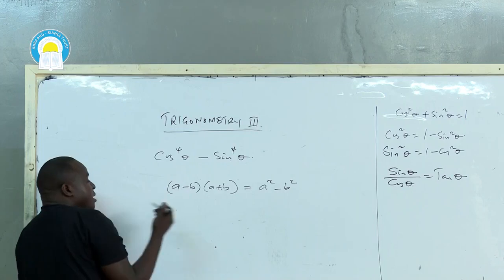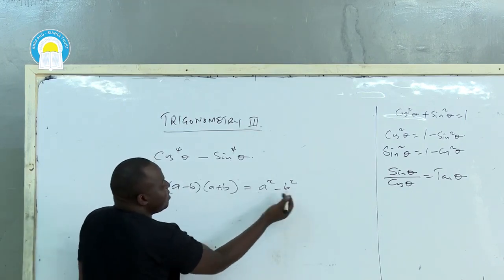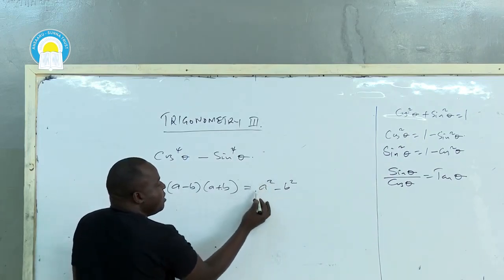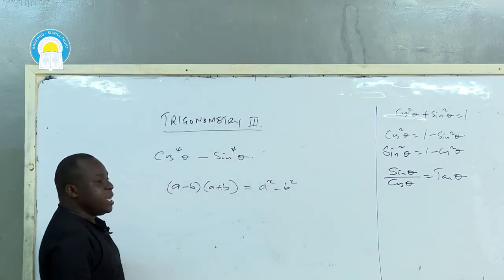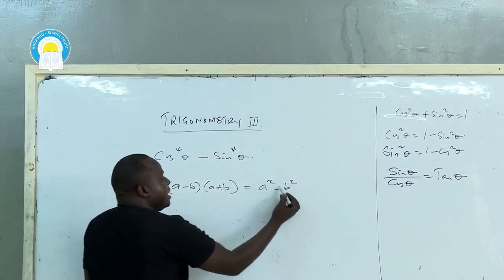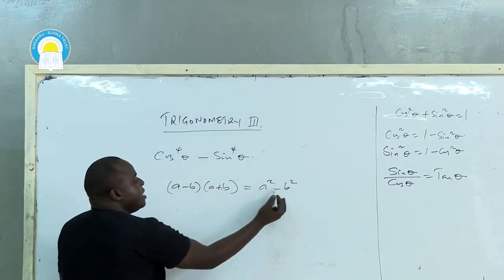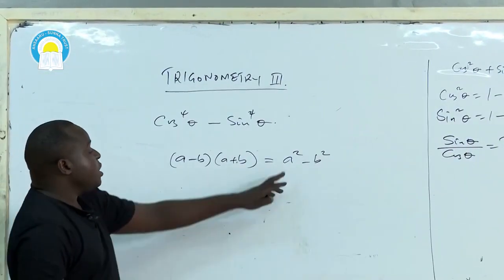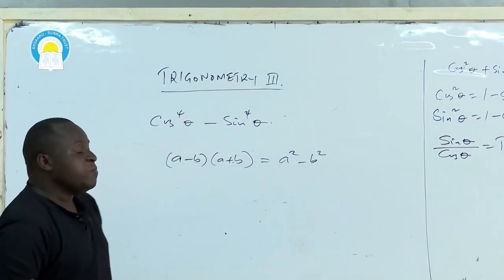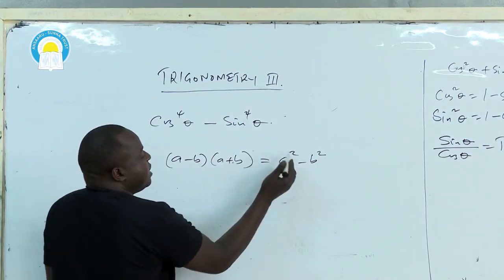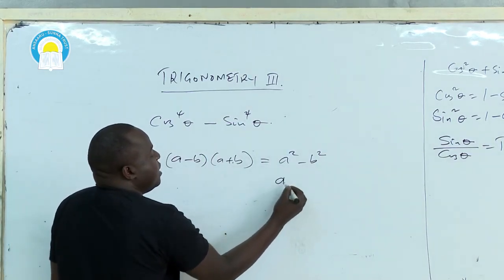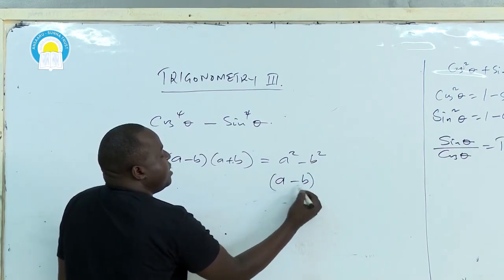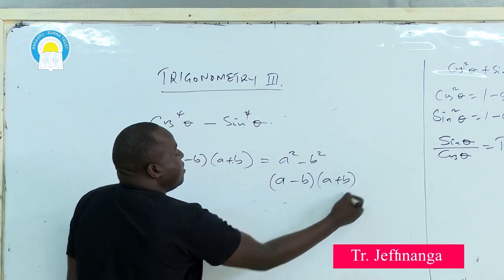So what are the characteristics of a difference of two squares expression? This is how it should be. The first number should be a perfect square. The next number should be a perfect square, and the sign in between them should be a negative sign. So now, if you want to factorize it, you simply say the square root of this, which is a, minus the square root of this, which is b. Then repeat this statement with a plus sign.